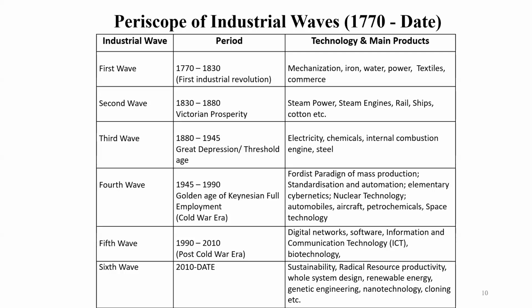Then you have the second wave, which we call the Victorian prosperity. Then you have the steam power, the steam engine, rail, ship. Those are the era they came about. Then the third wave continued until 1945. Now, who can remind us one of the significant world events that happened around 1945?